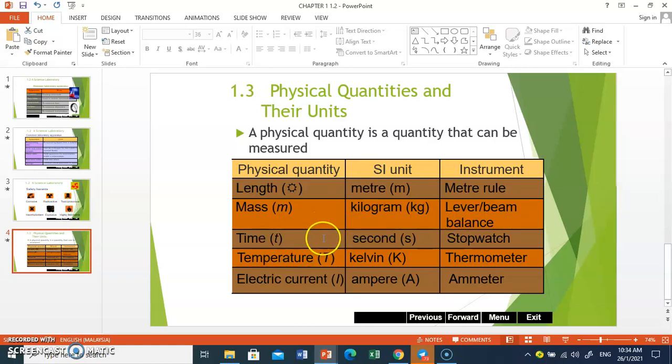SI unit for time is second. Instrument used to measure time is stopwatch. For temperature is Kelvin. Instrument used is thermometer. For electric current is ampere, and the instrument used is ammeter.